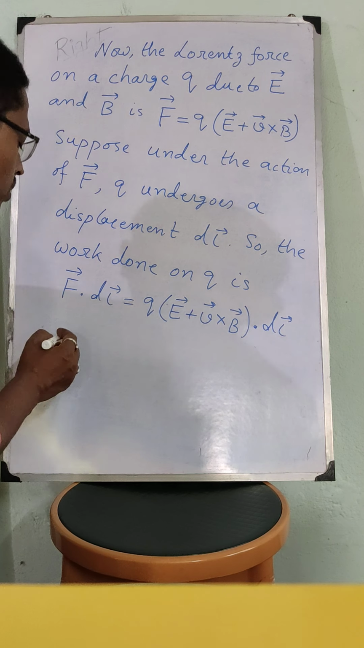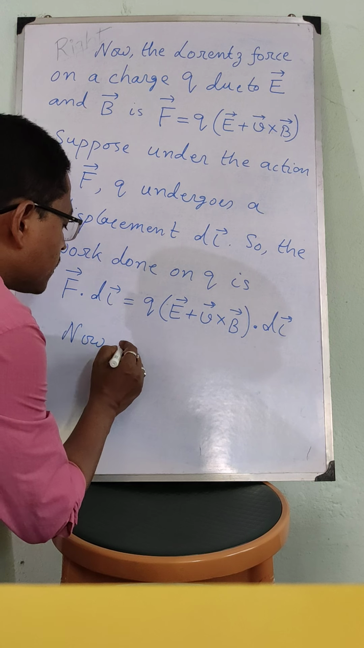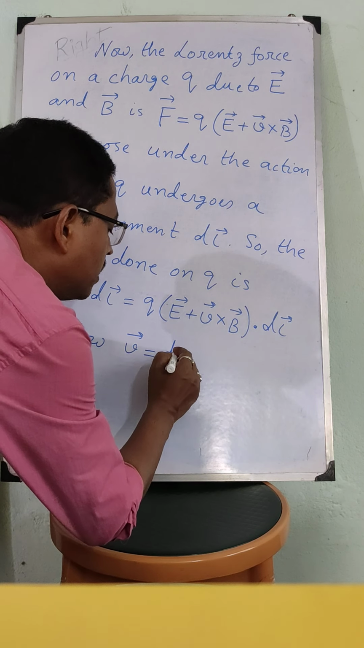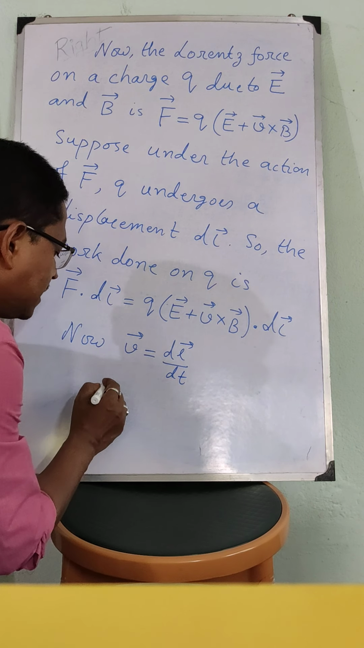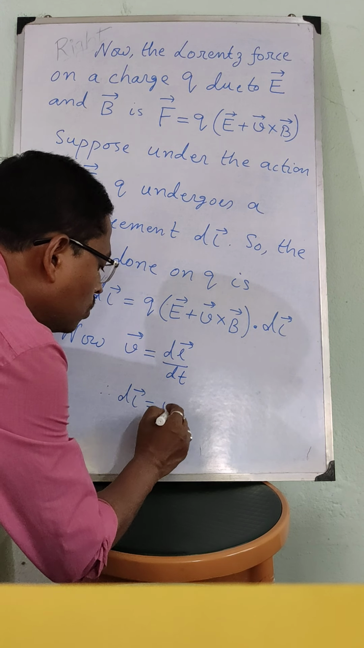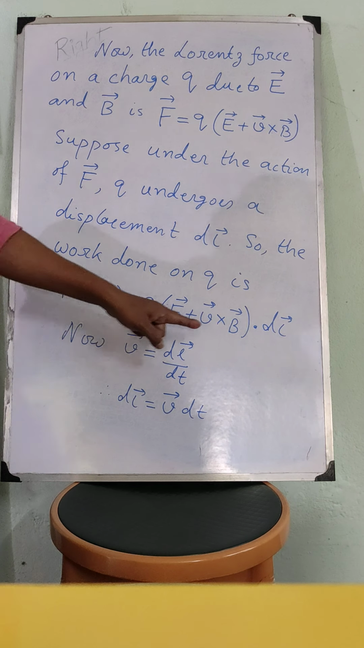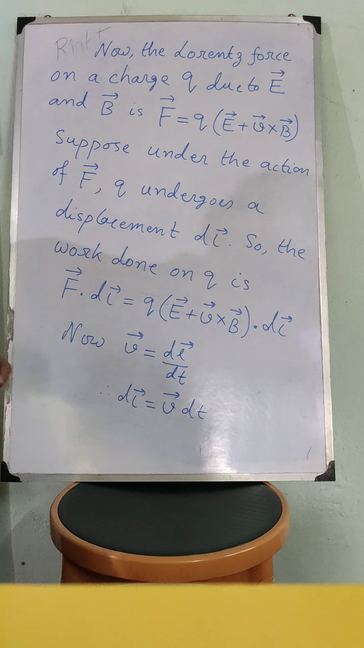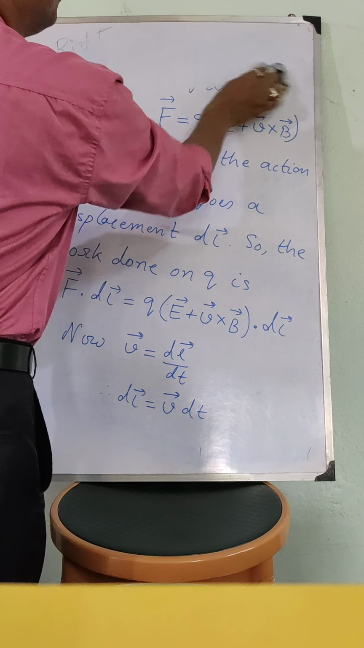Okay, now V is equal to dl by dt. So we can write, therefore, dl is equal to vector V into dt. So we will write in this expression of dl, we will write this expression. So we get the expression of the work done.